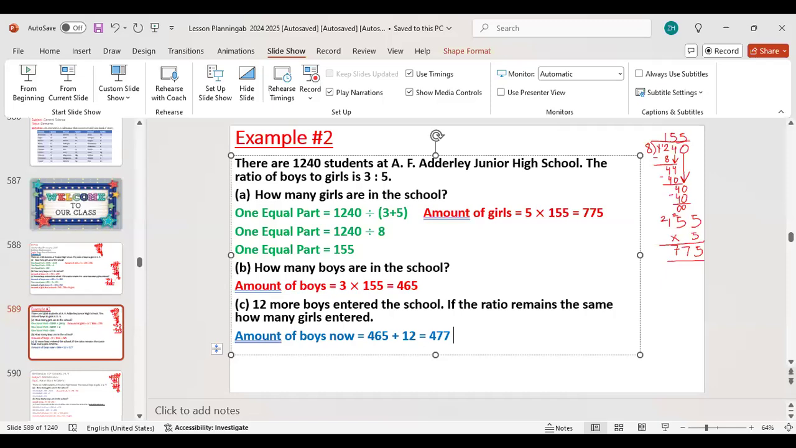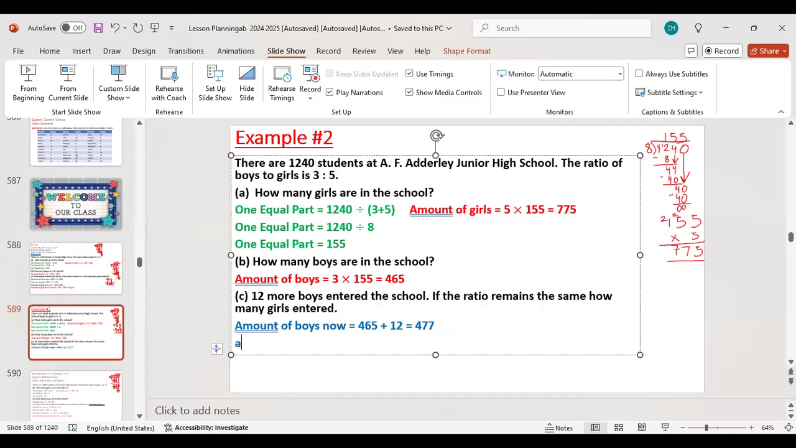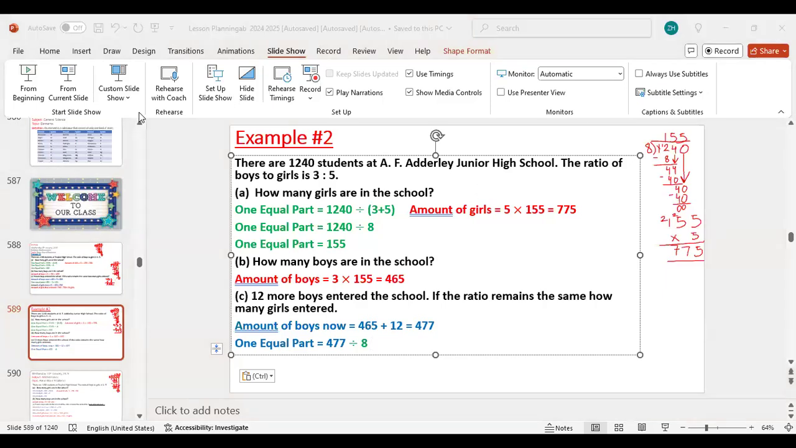Okay, so we know that there are 477 boys now. Let's find what one equal part is. So one equal part is going to be what? 477 divided by what? Some say divided by 8, some say divided by 3.